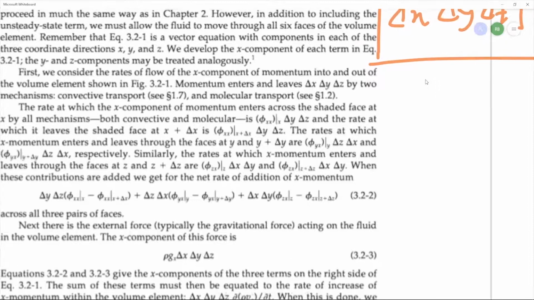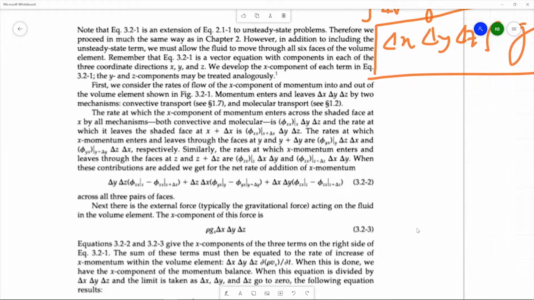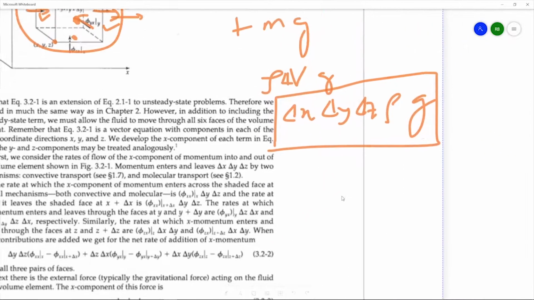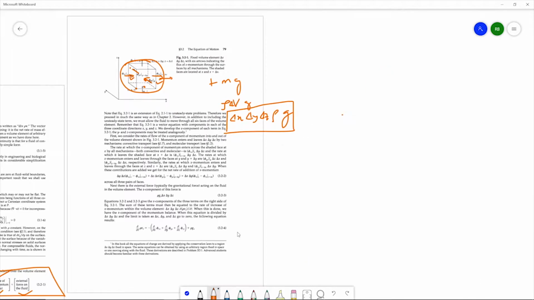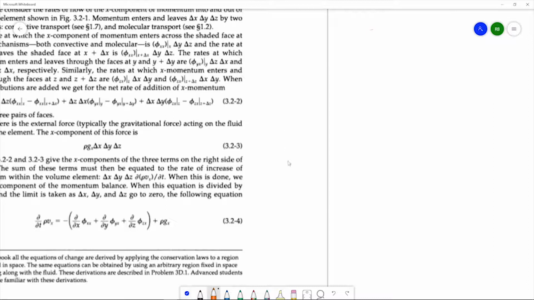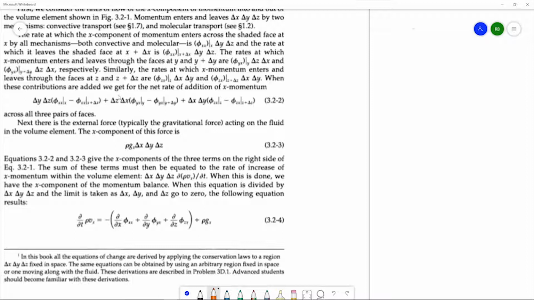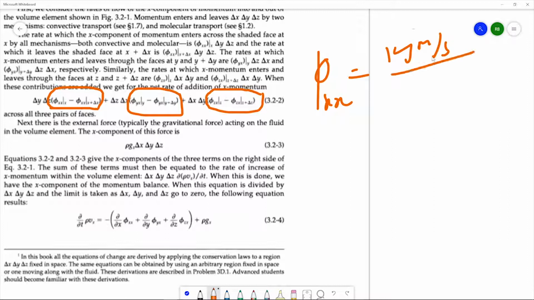If you move down, you can find here, yeah, in minus out, right? In minus out at y faces, in minus out at z faces. Okay. Now phi xx is what? It is a momentum flux, right? So kg meter per second squared, this momentum flux, right? So we are doing the momentum rate balance. So you have to cancel out this term, area. So you have to multiply with area.